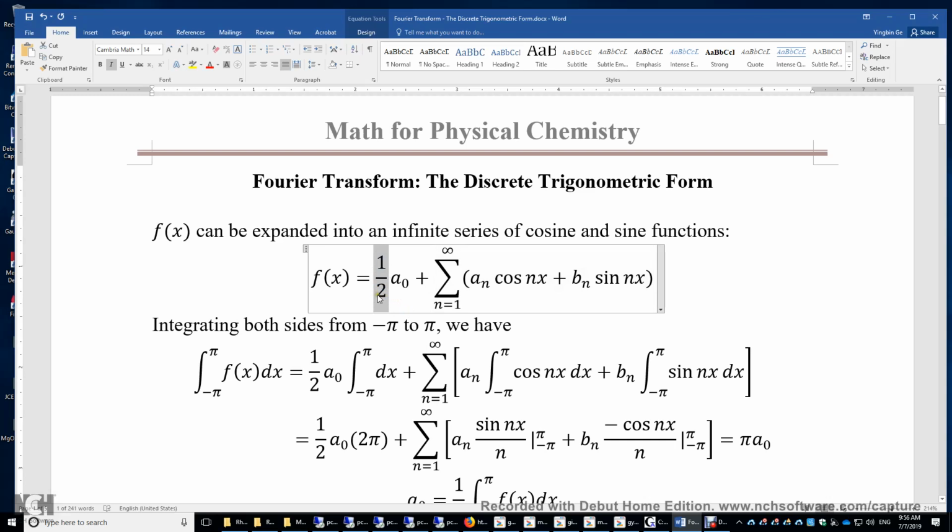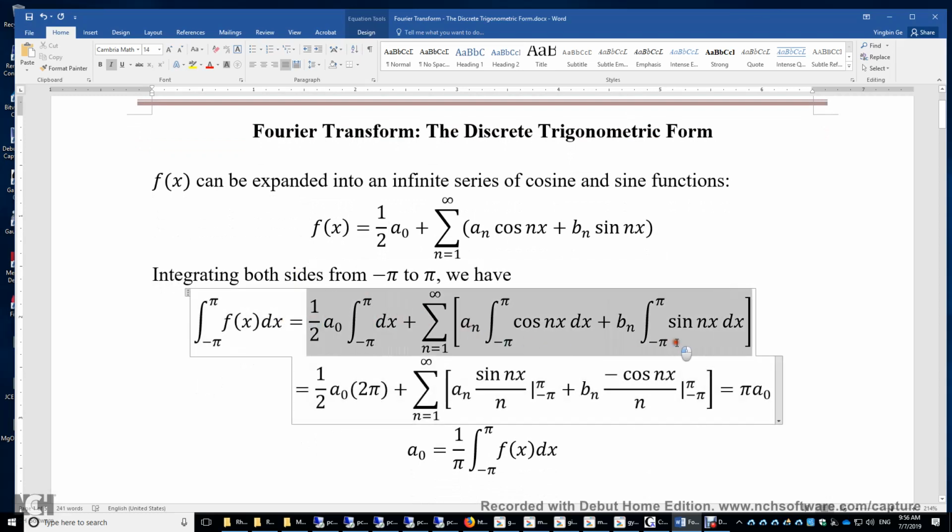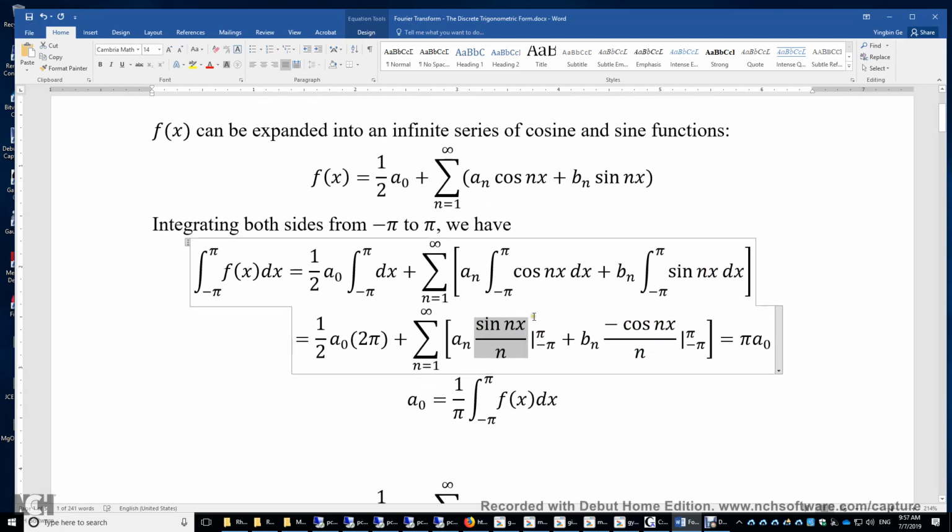You'll see that later. If we integrate both sides from negative pi to pi, we will get the expression of a naught. So let's do this. We integrate both sides from negative pi to pi, and then over here the integral of cosine nx is sine nx over n. The integral of sine nx is negative cosine nx over n. If you look at this function, it's 0 because sine n pi and sine negative n pi are both zeros.